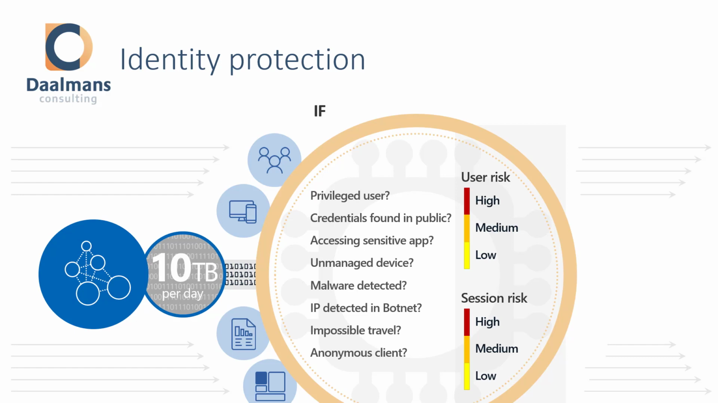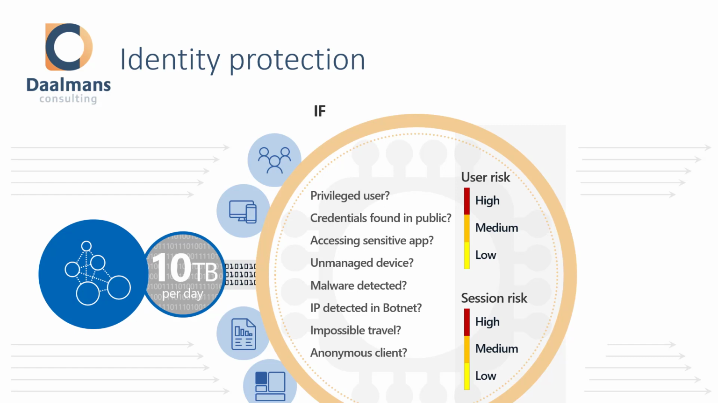We are able to identify if an IP that is being used is detected as a botnet, is part of a botnet. And if it's part of a botnet, then the device might be breached and the device might be using the identity also. Are they using an anonymous client, an anonymous proxy client? Impossible travel: I'm logging in here now from Breda, and in 5 minutes from now somebody is also using my account from Calgary or China.